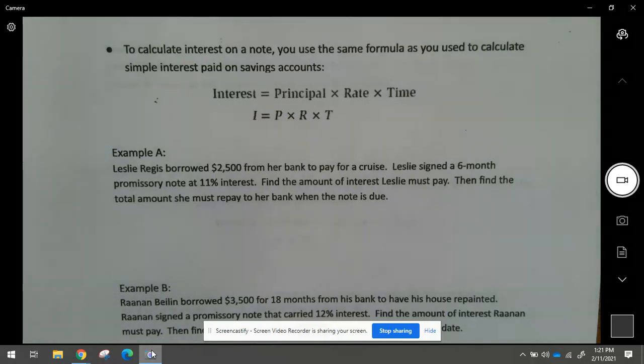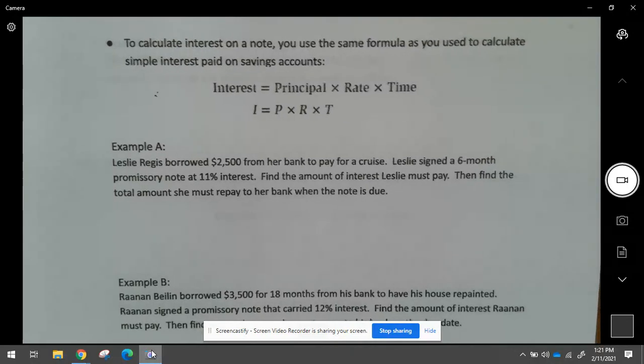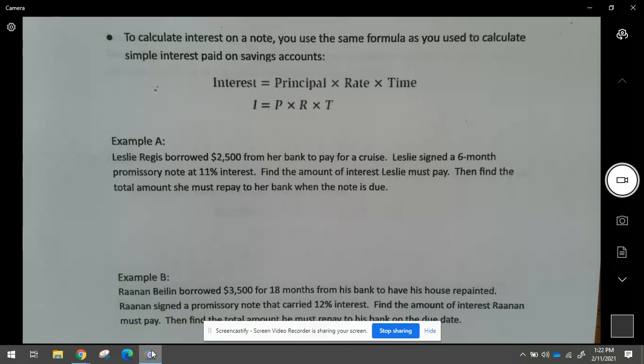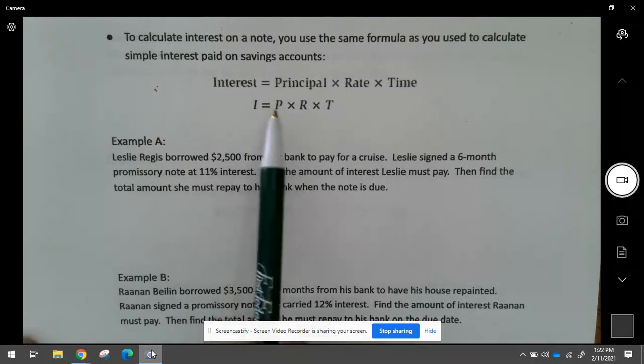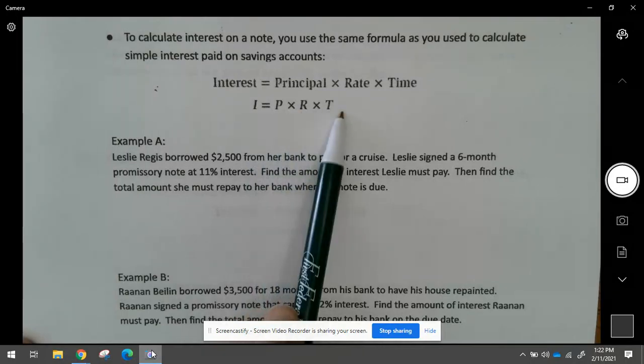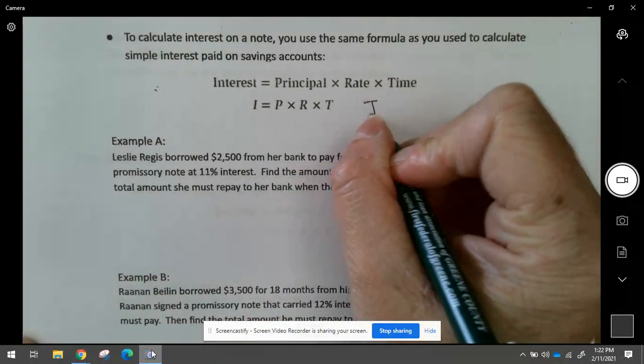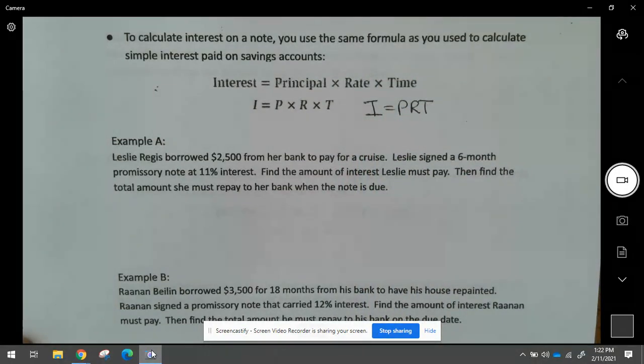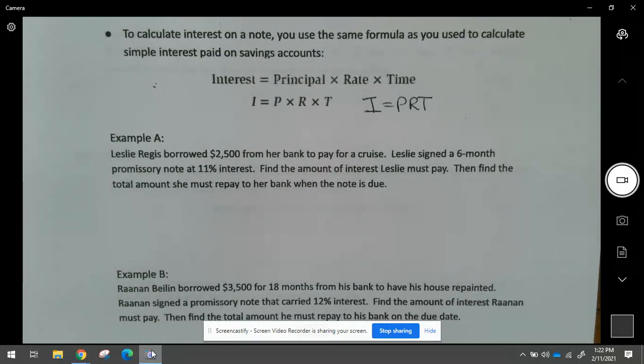Okay, to calculate interest on a note, you use the same formula as you use to calculate simple interest paid on savings accounts. And we learned that back in chapter 2. Okay, so our interest equals principal times rate times time. And here's our general formula. I equals P times R times T. And you can also write it as I equals PRT. Okay. Remember, multiplication, you can just jam your variables right together.